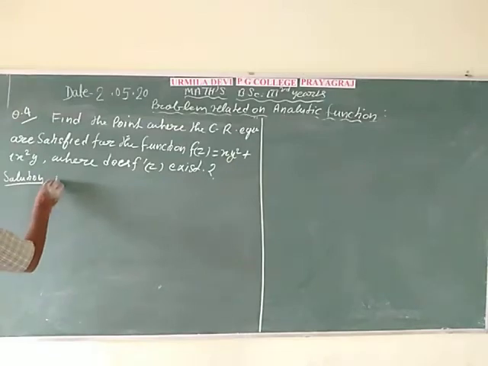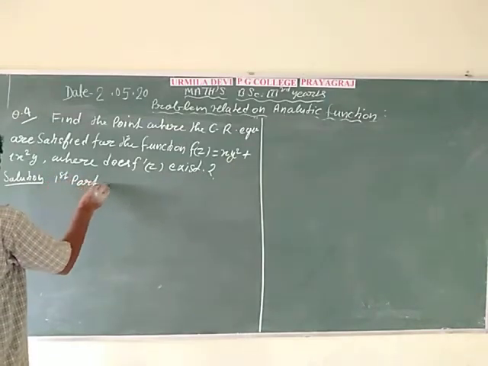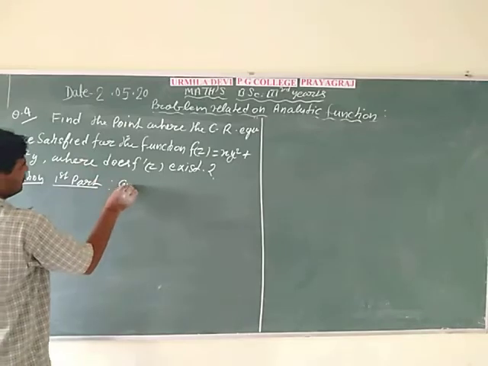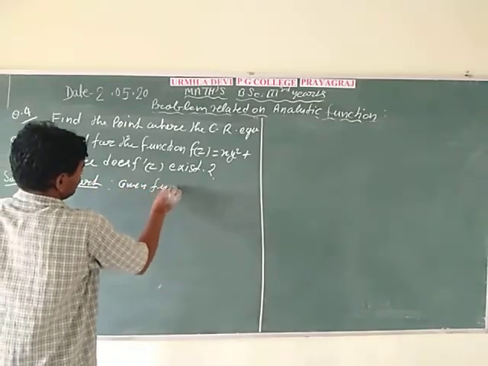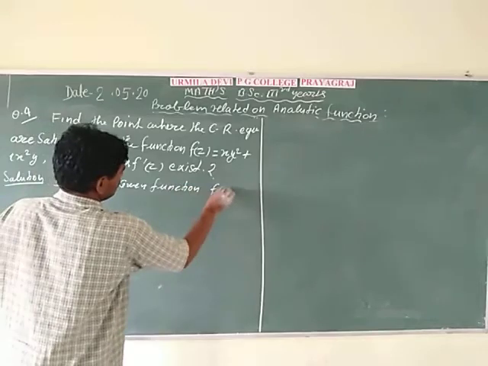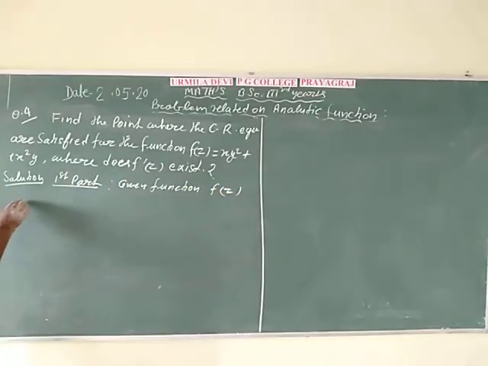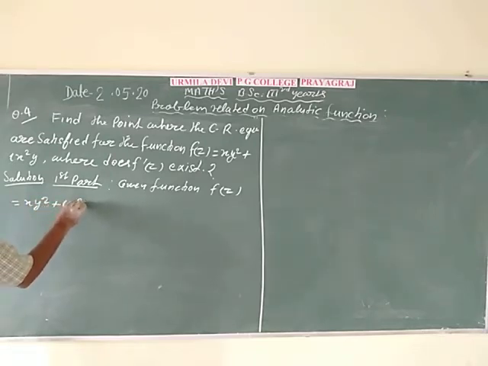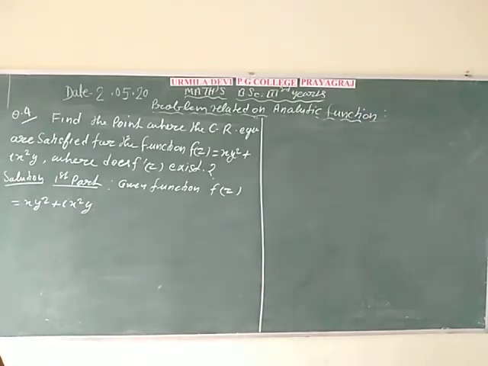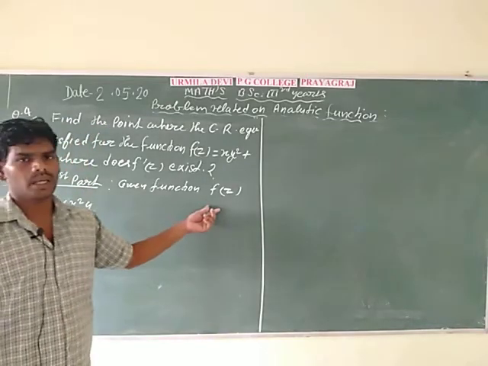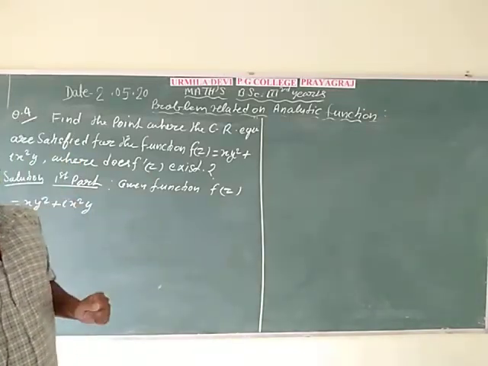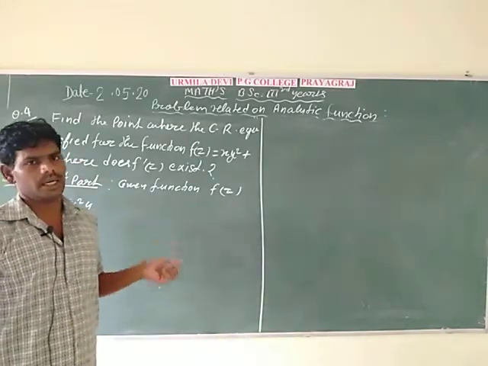So in the solution, taking the first part, the given function is f(z) = xy² + i x²y. In the first part of the question, find the point where the function f(z) is analytic, meaning it satisfies the CR equations.